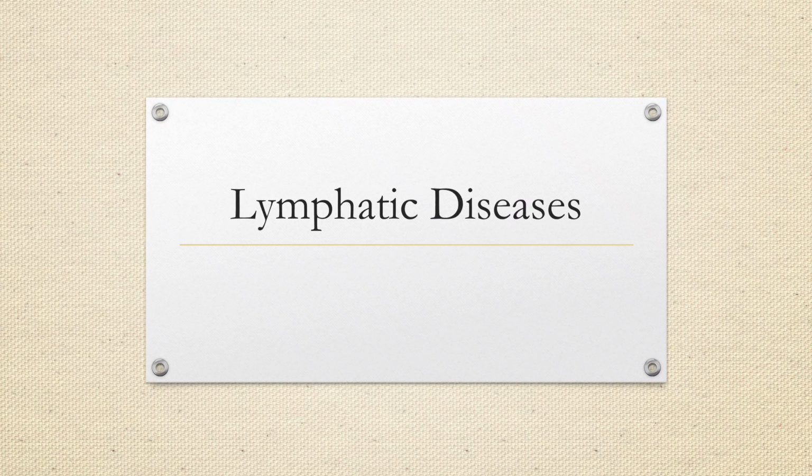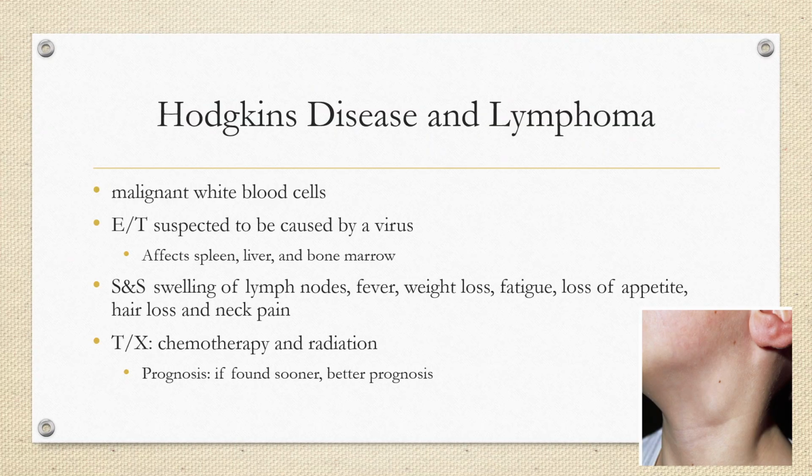And then just real quickly, because the lymphatic system sort of mirrors the cardiovascular system, some of the diseases that might be present or you might hear about is Hodgkin's disease and lymphoma. This is a cancerous condition. It is malignant. There's a suspected cause by an illness, but they're not quite sure in most people what causes this. So it can also impact the spleen, the liver, and bone marrow.